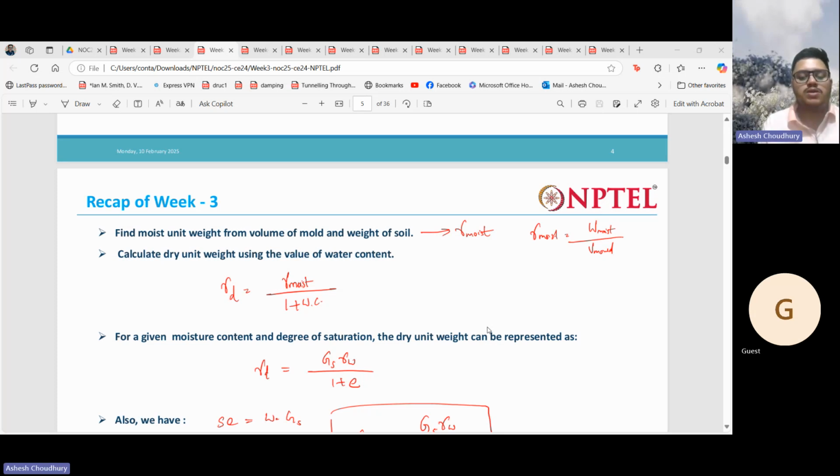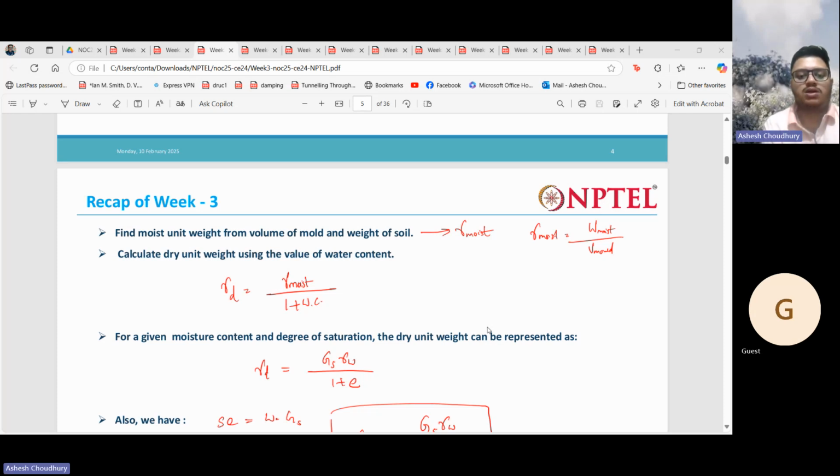So find moist unit weight from the volume of mold and weight of soil. Moist unit weight is nothing but moist weight by volume of mold. Then calculate dry unit weight. You need to measure the water content of the soil. So dry unit weight is moist unit weight divided by 1 plus water content.